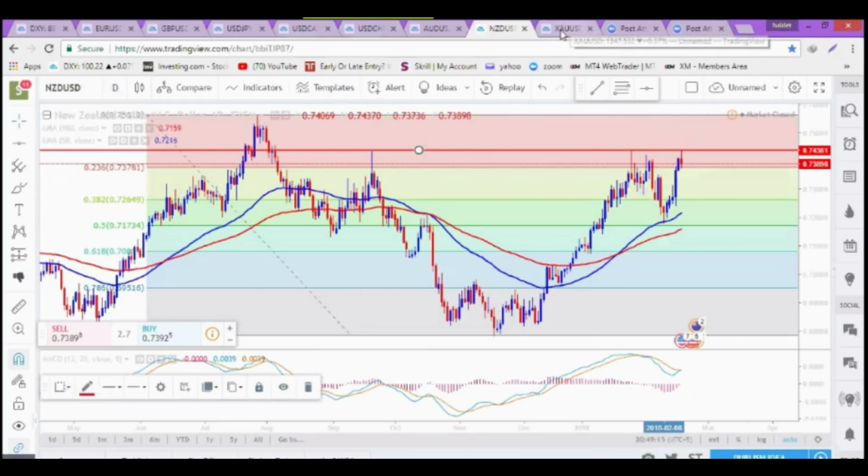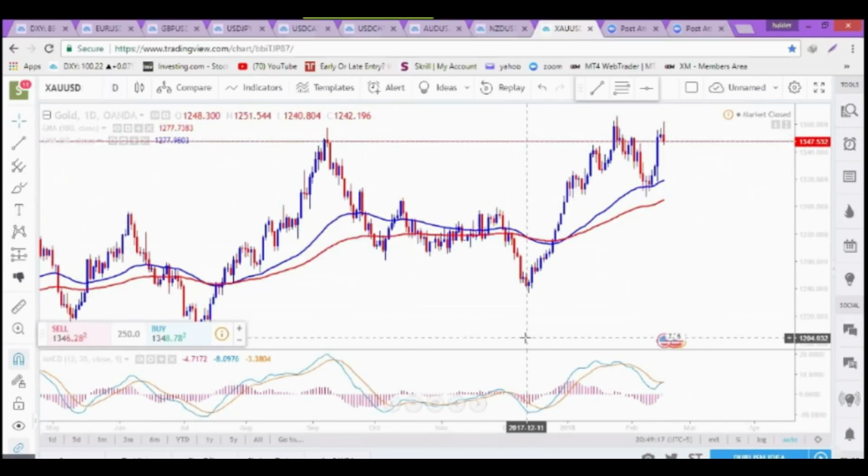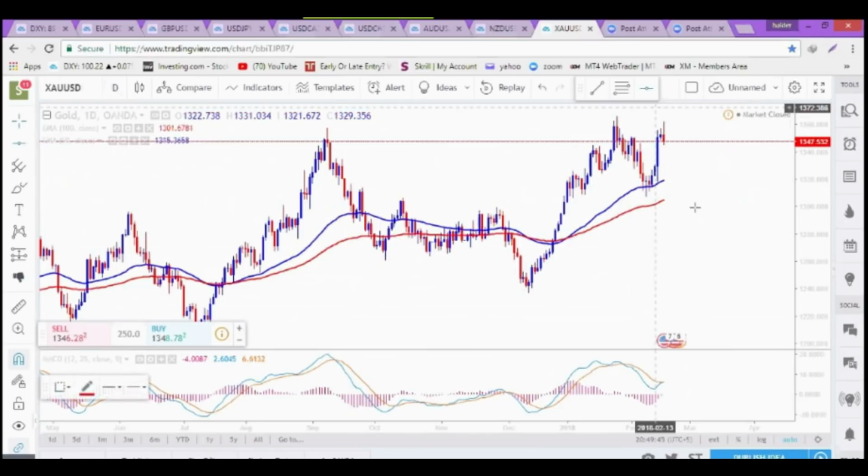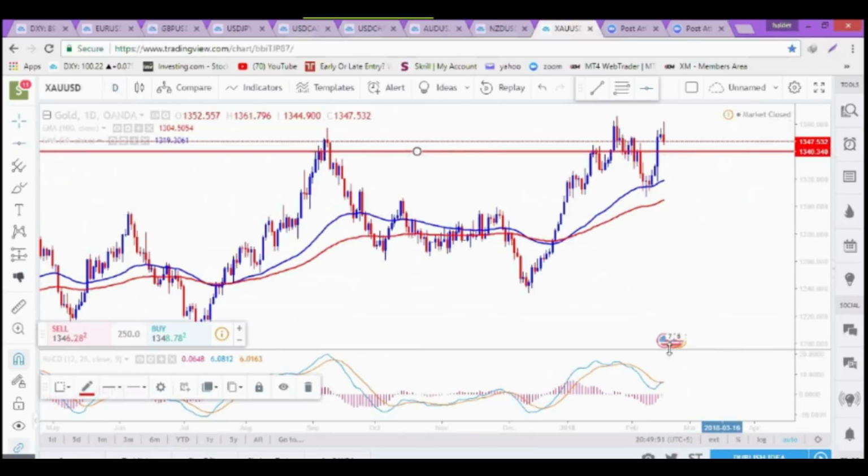So let's move to our favorite pair, gold USD. If we can see, gold is in control, going very well. Only on Friday it changed its direction. And for the next 2 days, I'm looking for a few daily red candles. My target can be around 1340, and if it can hold here, then it can start going up from here.